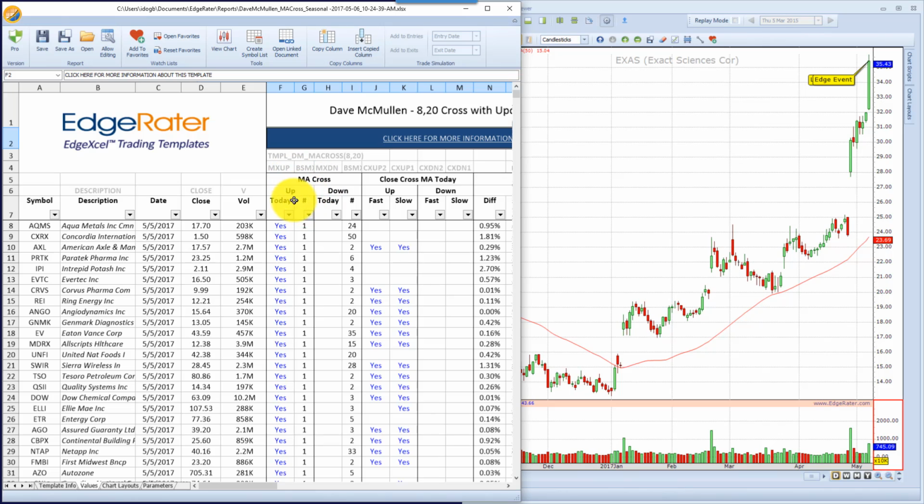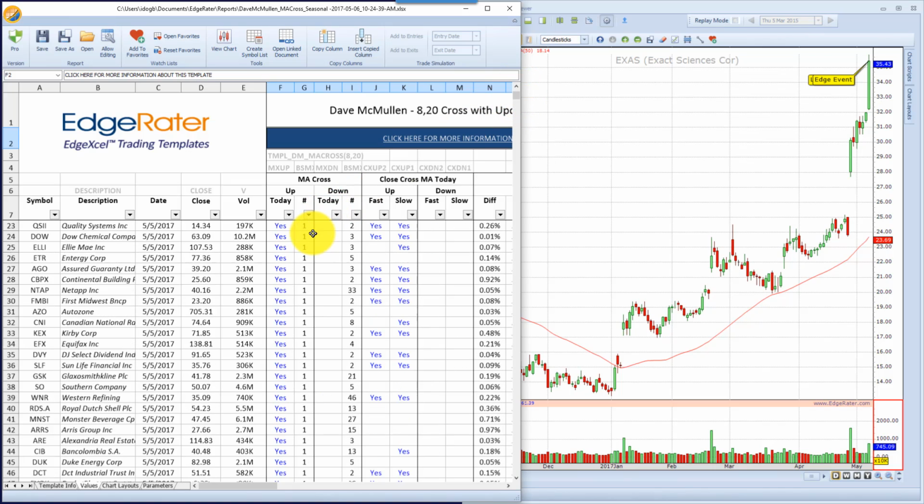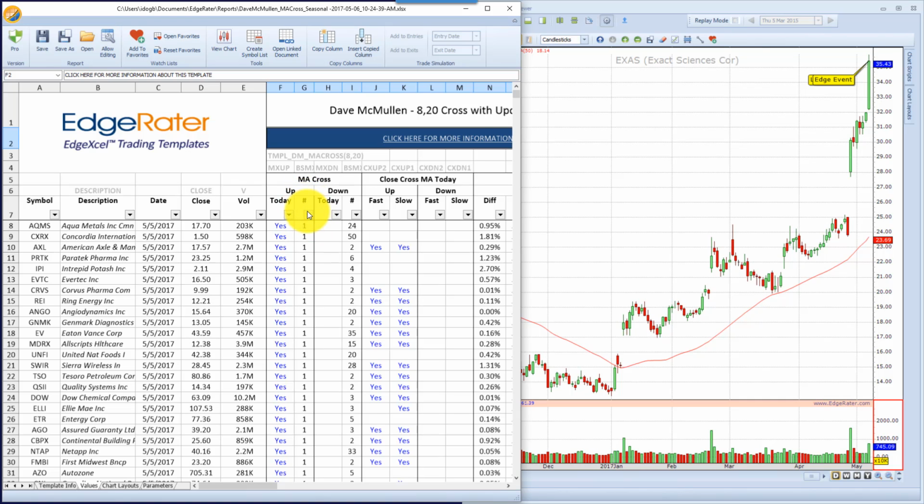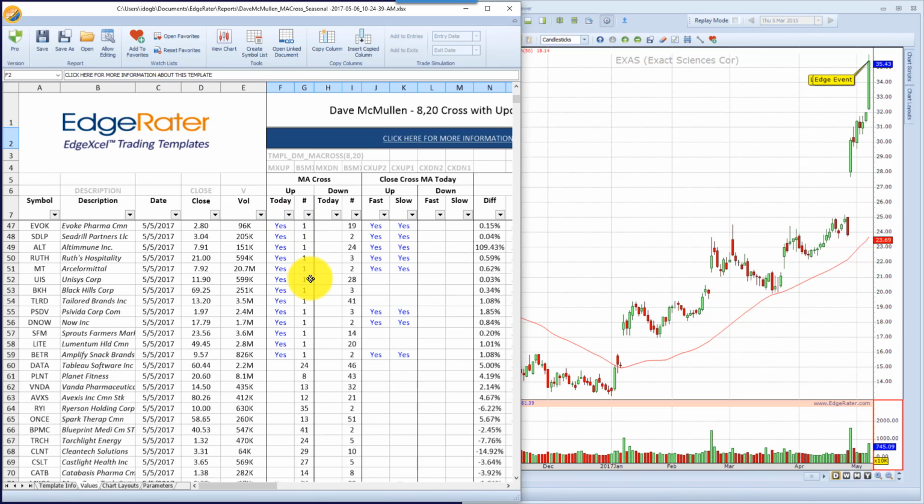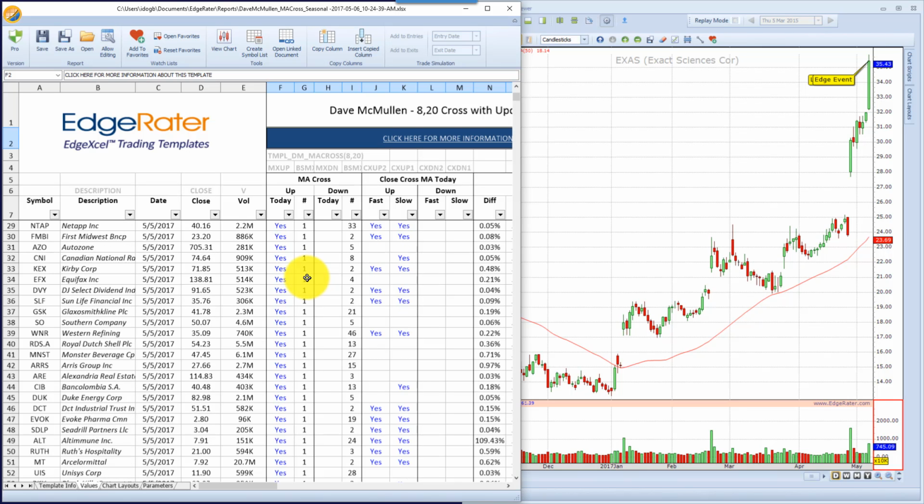So if that happened today, and today being the last trading day, which is Friday, it will say yes in this column over here. And it's already sorted by the yeses. Okay, and the number is how many days since the cross, or bars since the moving average cross. So if it says yes today, bars since is 1. And then we could look for things that crossed yesterday or the day before, or however many bars back we wanted, by filtering or sorting on this column.